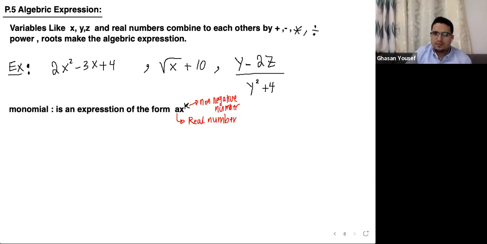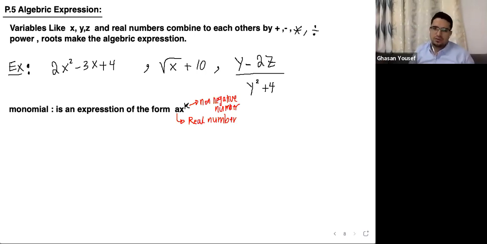The non-negative numbers are 0, 1, 2, 3, 4, 5, 6, 7. All these numbers are non-negative. I mean, it doesn't have a fraction, like 1 over 2 or 3 over 4, because 1 over 2 will not give a monomial.